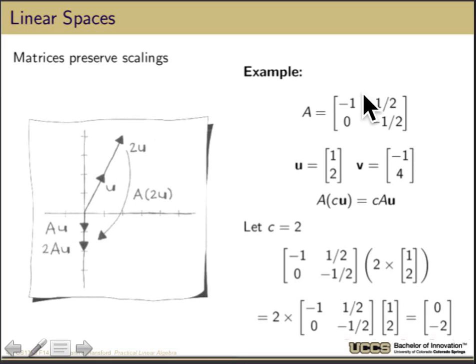If I look at this matrix A here, which is -1, 1/2, 0, 1/2, if I multiply A times c times U, I'll see that that's the same as c times A times U. I can just let, for example, c equal 2, work out the example, and you'll get that that's equal to 2, 0 minus 2. So if I take this and I double its length, and then multiply by the matrix A, which brings it down here, that's the same as multiplying by A and then scaling it. And those orders are the same.